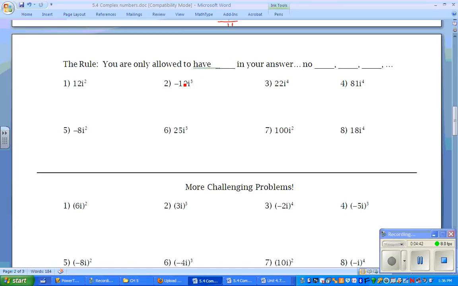These would all be very, very similar. i to the 3rd, we said, turns into negative i. And when we have negative 10 out in front, negative times negative becomes positive. 10i is our answer. i to the 4th, we said, simplifies to 1. 22 times 1 is 22. So here you're just simplifying. i to the 4th will become 1, multiply it by 18. This will become 1, multiply it to 81. i squared turns into negative 1, multiplied by negative 8 gives me positive 8.